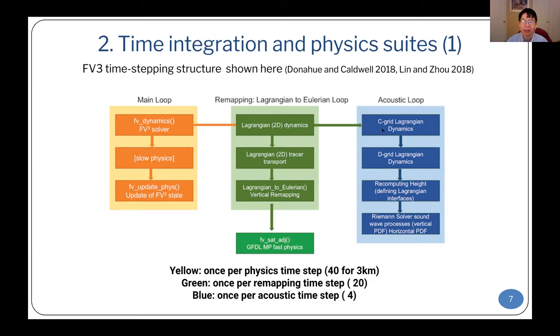If we use a 3 kilometer resolution, the main loop you can set to 40 seconds, then the green part is, say, 20 seconds. Then the acoustic time step is like 4 seconds.